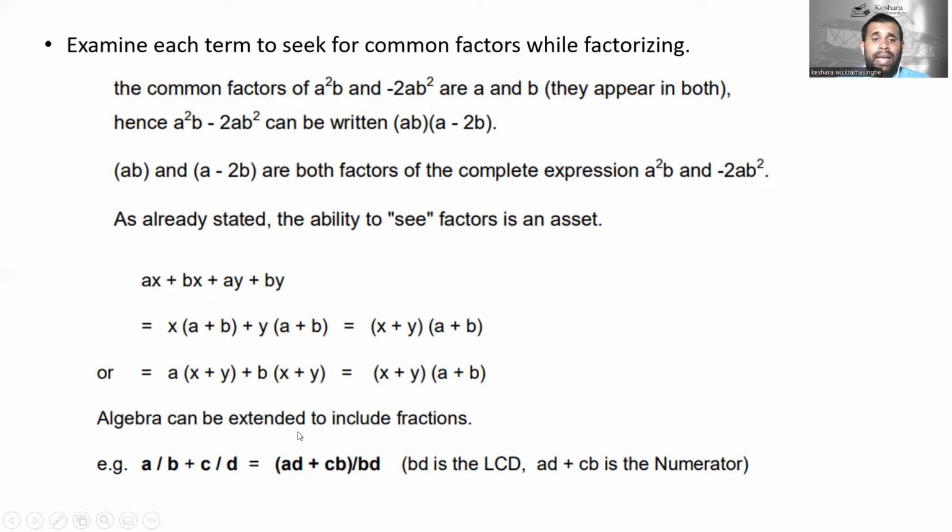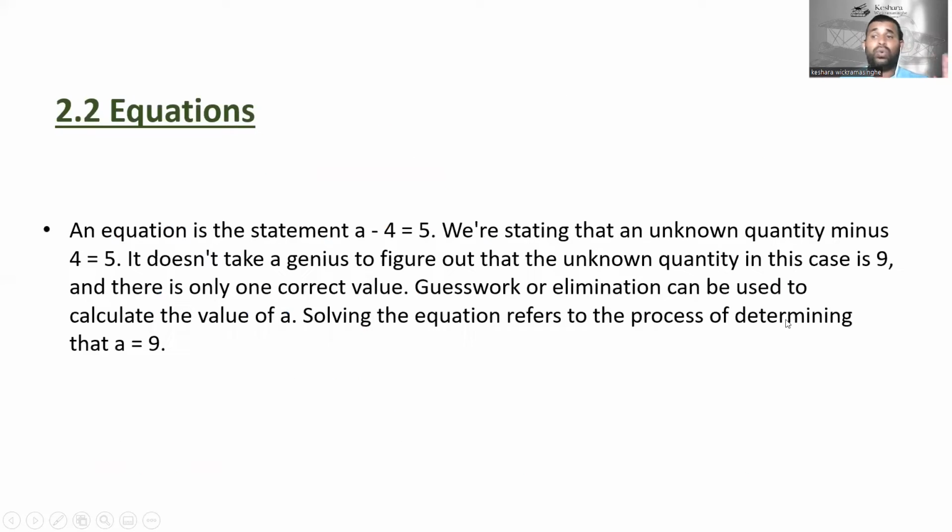So algebra can be extended to include fractions. Example, a divided by b plus c divided by d. So then we can make a common denominator b into d. So then (ad plus cb) divided by bd. So bd is the least common denominator, and ad plus cb is the numerator. All right, I taught you about the least common denominator in the previous lesson.